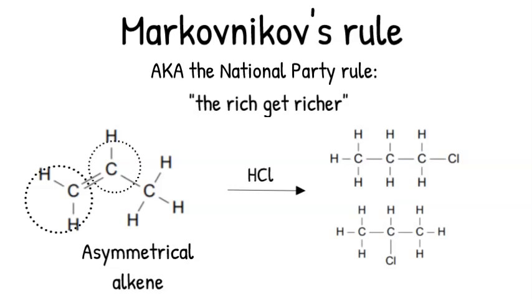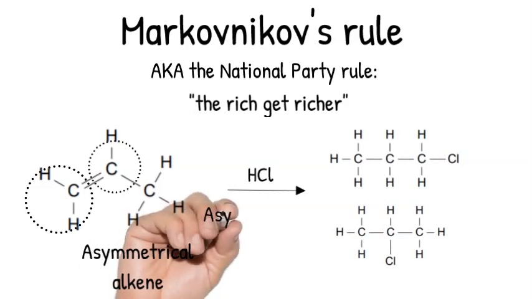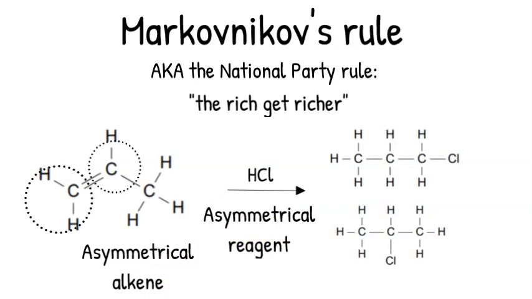propane. So the other requirement is that we have an asymmetrical reagent. HCl is asymmetrical because H and Cl are different. H2O is another asymmetrical reagent because H and OH are different. So those are our 2 requirements, an asymmetrical alkene, and an asymmetrical reagent. The next thing we need to do is to be able to identify which of the 2 products is our major and which is our minor product.